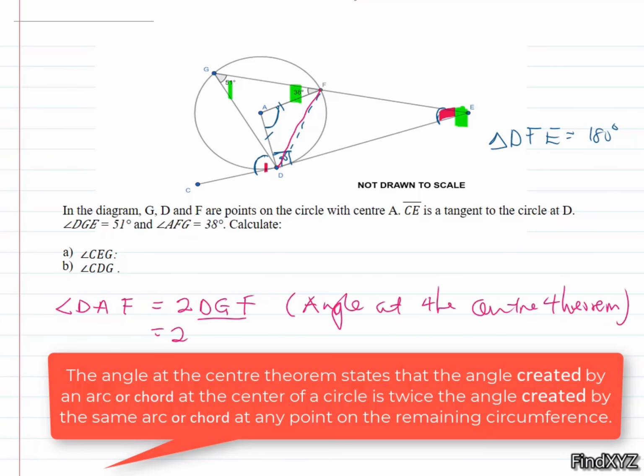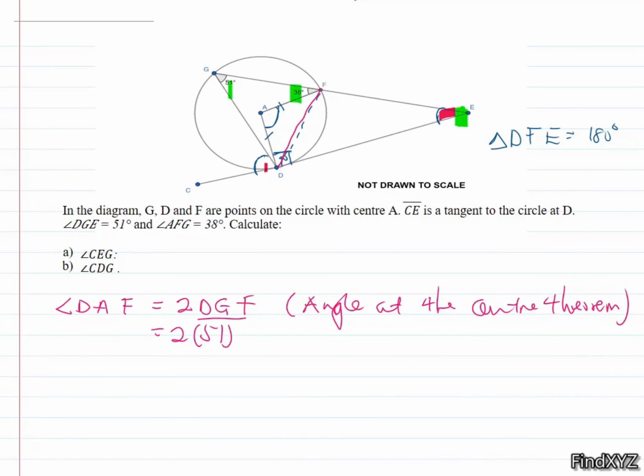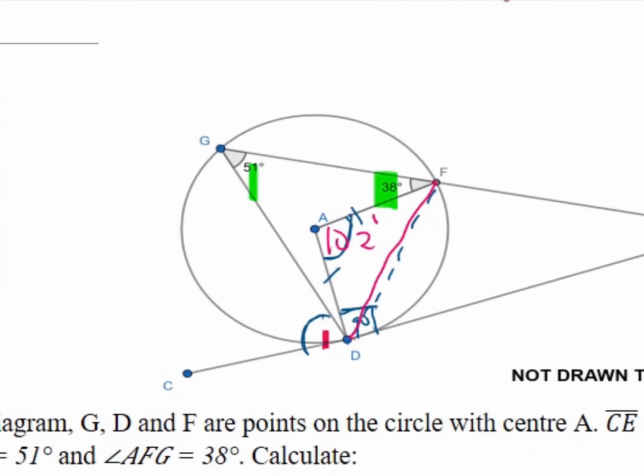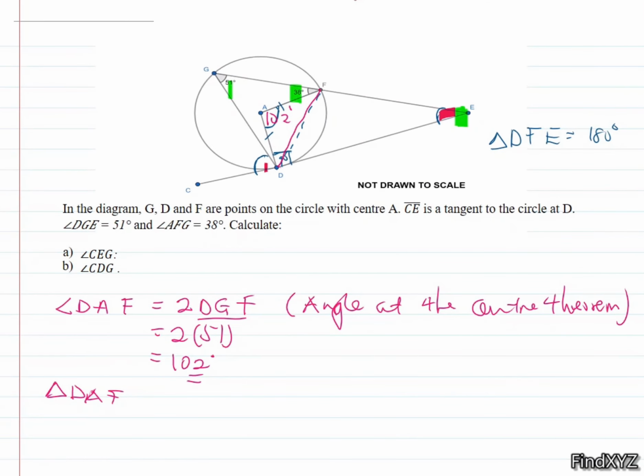So what is angle DGF? Angle DGF is 51, so twice of that will give us 102 degrees. So the angle at the center, which is angle DAF, is 102 degrees. We have triangle DAF, which is an isosceles triangle because it's bounded by two radii. So we can say 102 plus angle ADF plus angle AFD, because it is a triangle, should sum up to 180 degrees.